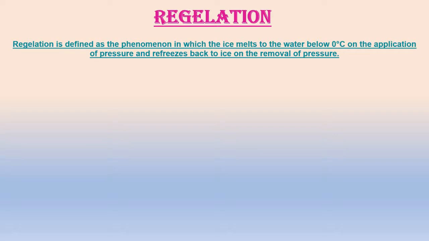So when pressure is applied, the melting point of the ice is decreased below 0 degrees Celsius and the ice is converted to water. And when the pressure is removed, it refreezes back to ice. So this process of ice melting to water and again refreezing back to ice is known as regelation.